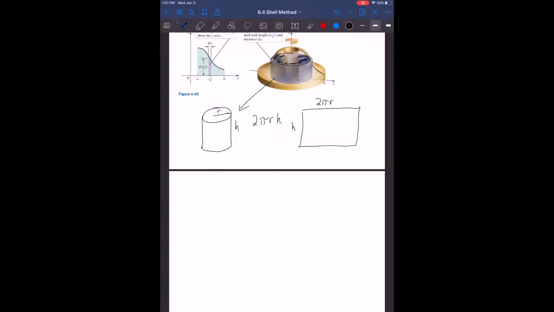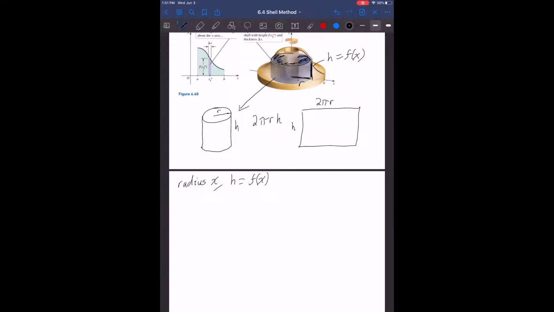So in this picture, if we're looking at the area for a specific value of x, this is our radius. The radius in this case is just equal to x, the distance from our y-axis. And our height is going to be our function of x, how tall along the curve we are. So h equals f of x.